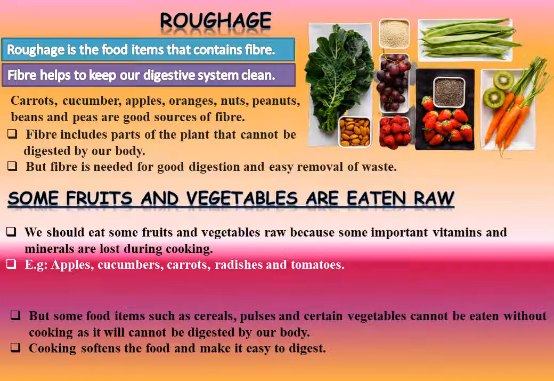But we cannot eat every fruit and vegetable raw, because grains, cereals and pulses cannot be eaten raw. Can we? No, it will not be digested. So what we do, we just boil them or cook them and it softens. Cooking softens the food and it will be easy for our intestine or digestive system to digest.